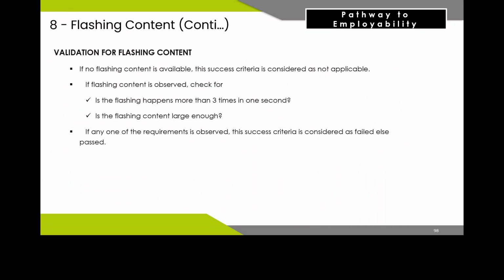Validation for flashing content. Open the page on a browser. Check if the page contains any flashing content. If no flashing content is available, this success criteria is considered as not applicable. If flashing content is observed, check for: 1. Is the flashing happening more than 3 times in 1 second? 2. Is the flashing content large enough? If any one of the requirements in check 4 is observed, this success criteria is considered as failed, else passed.